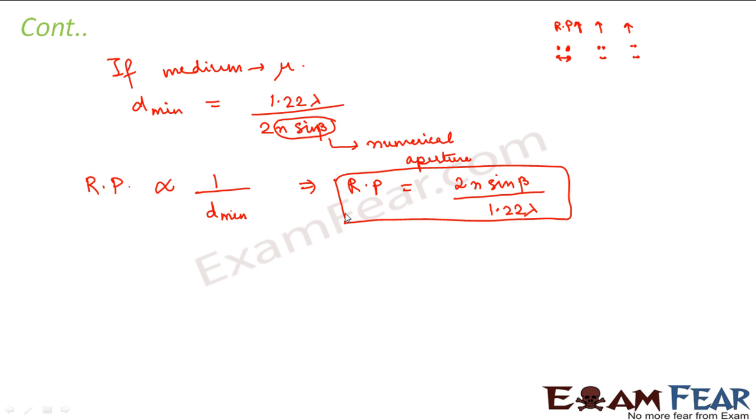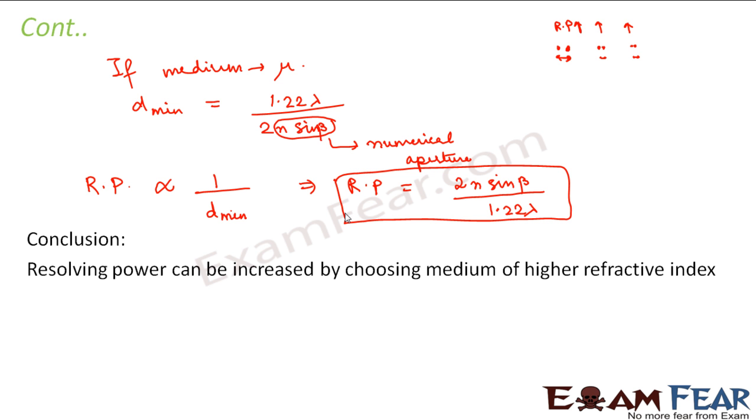Right? So what do we conclude from here? That the resolving power of a microscope can be increased by choosing a medium of higher refractive index. Because see, the angle which the object will subtend, that will depend upon the location of the object. Lambda is the wavelength of light. So if you want to increase the resolving power, keeping everything else same, in that case you have to increase the refractive index of the medium.